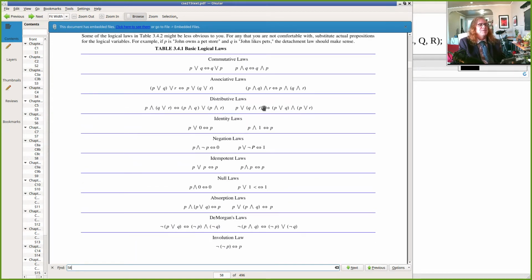So page 58, right? So identities about, you know, unions and intersections. These are similar to what we encountered in set theory, right? P or false is P, P and true is P, right? P and not P is false, right? And this is similar to, you know, A intersect with the complement of A is the empty set. A union the complement of A is the universal set. Well, P ORed with not P is true.